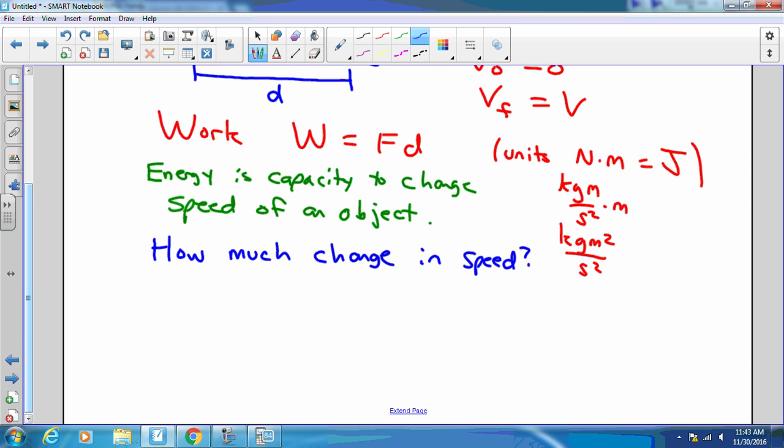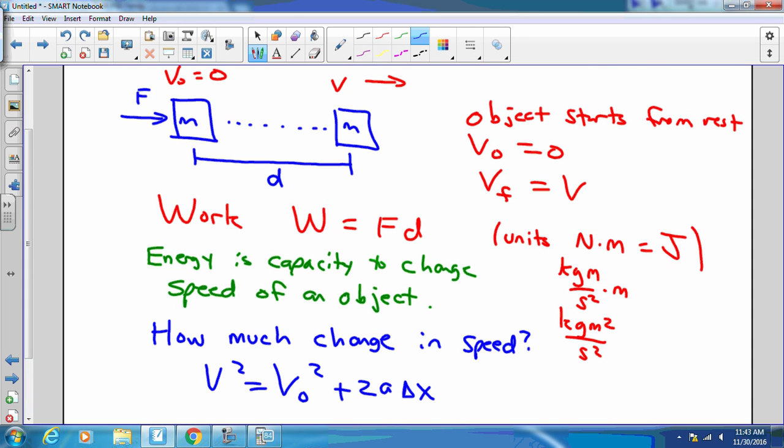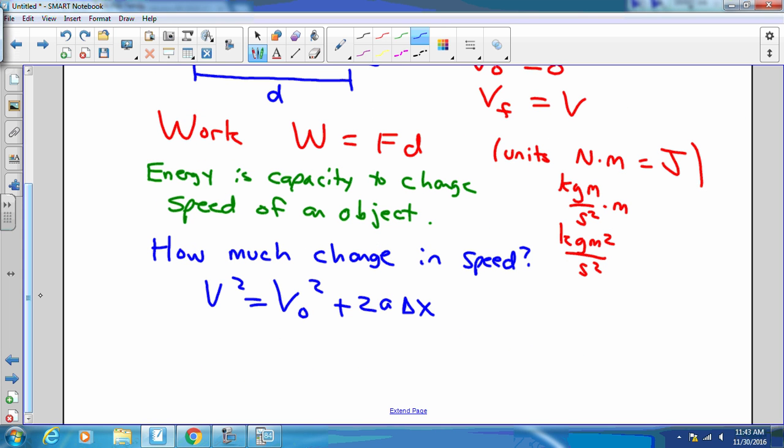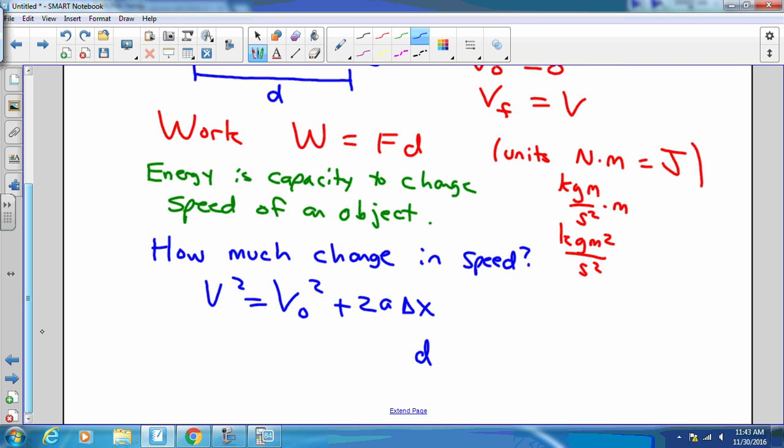Now, how much change in speed do we get? Let's use that kinematic equation that Mac just gave us: v squared equals v0 squared plus 2a change in x. But now we're going to have to replace some things, because we didn't call it delta x, we called it d. And we didn't have an acceleration; what we had was a force. We can replace the acceleration with force over mass. And we had 0 initial velocity.